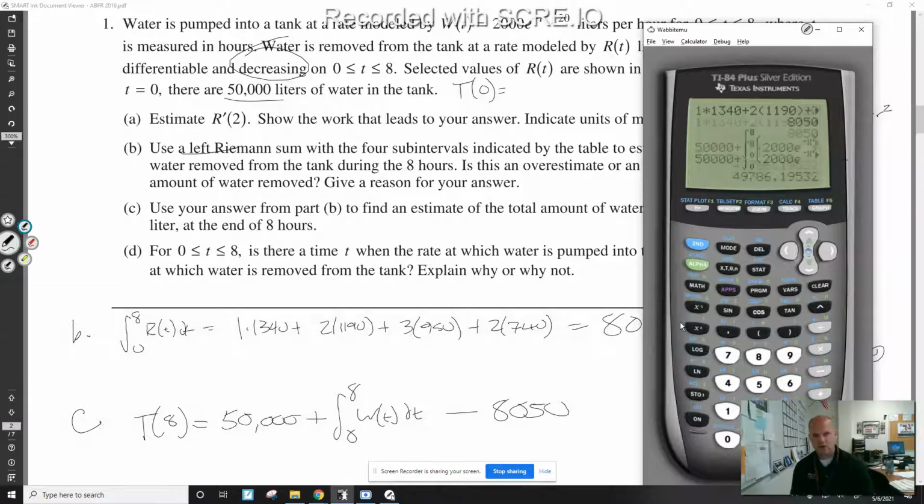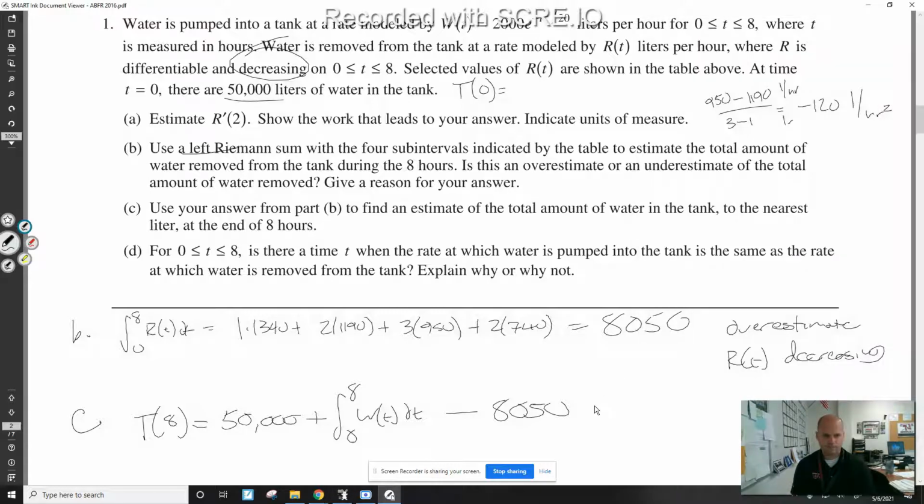If you ever get a negative number, you should know you did something wrong. 49,786 liters to the nearest liter at the end of 8 hours. To the nearest liter. Yeah.